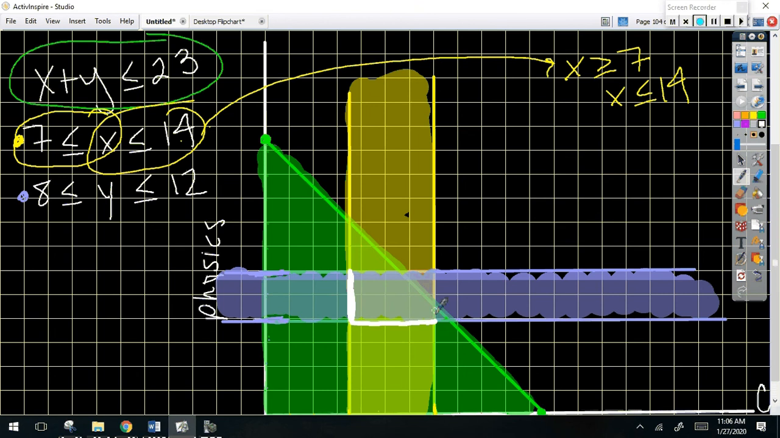All right, now look, be very careful here. Look at this region. Y equals a number is a horizontal line. That's a weird shape.